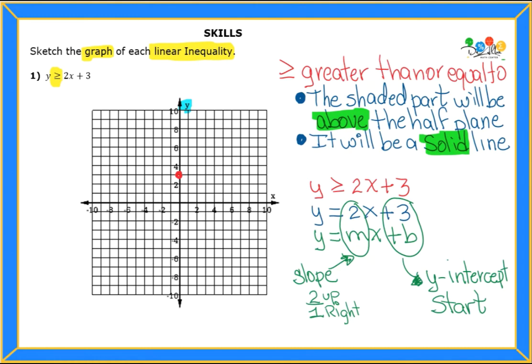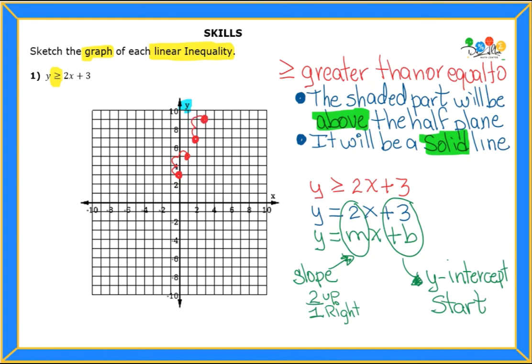So let's follow the slope. The slope says 2 up, 1 to the right. So I am going to start right there on the y-intercept. I'm going to go 2 up and 1 to the right. 2 up, 1 to the right. 2 up, 1 to the right.